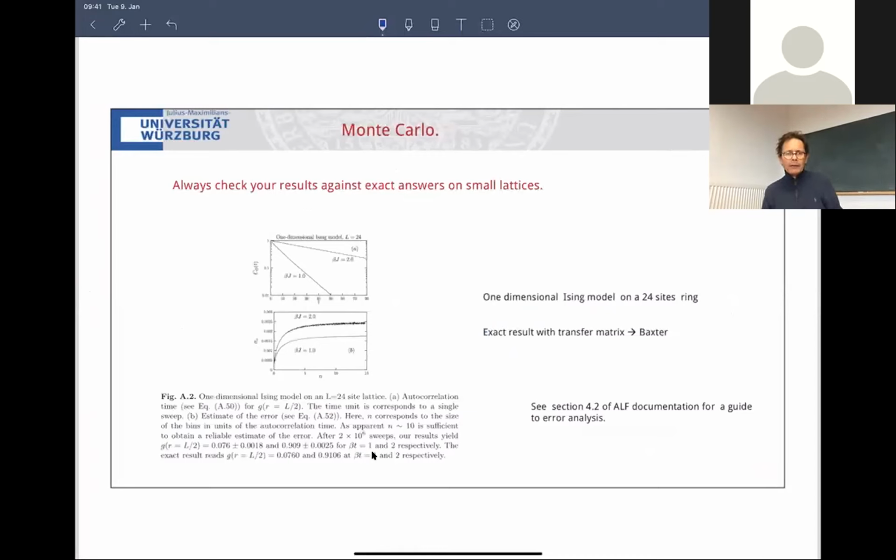I will not spend too much time on this, but just to tell you, you should be very careful with Monte Carlo. Monte Carlo doesn't have to go wrong, but it can. You should always check your results against exact answers on small lattices. One thing you can do, which is done in many references, is to take a one-dimensional Ising model and do your Monte Carlo run, and you will see.